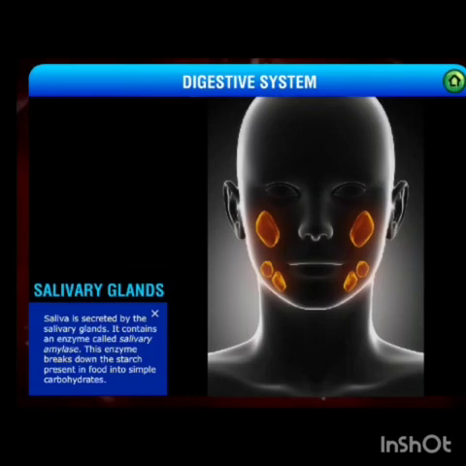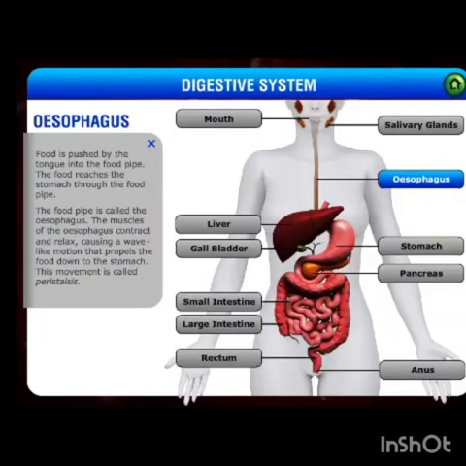It contains an enzyme called salivary amylase. This enzyme breaks down the starch present in the food into simple carbohydrates. Food is then pushed by the tongue into the food pipe. This food reaches the stomach through the food pipe, and the food pipe is also called the esophagus.